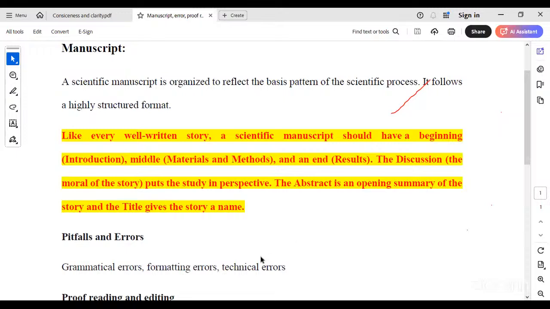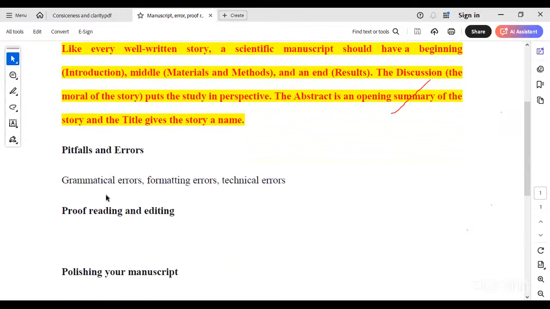Okay. Next, if I may repeat all the things, the nutshell is that your manuscript should be written in very clear and concise language. It should follow a logical structure. What is the logical structure? I have highlighted here in yellow that it should consist of the introduction, materials, results, discussion, and the abstract in the opening and the title. This is the summary of what a manuscript, a research article, or research writing should look like. Now, some of the pitfalls and errors.